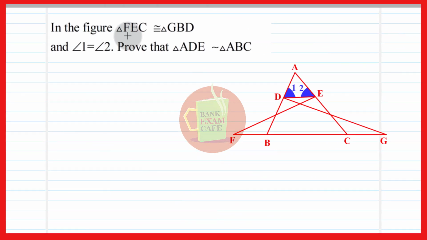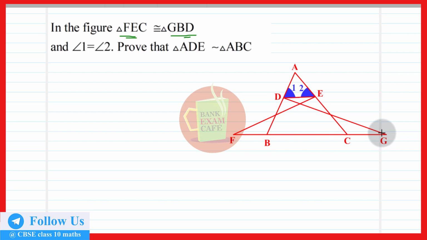Friends, here is a question. In the figure, triangle FEC and triangle GBD are congruent triangles. This is triangle FEC, and this is triangle GBD. These two triangles are congruent, it is given.